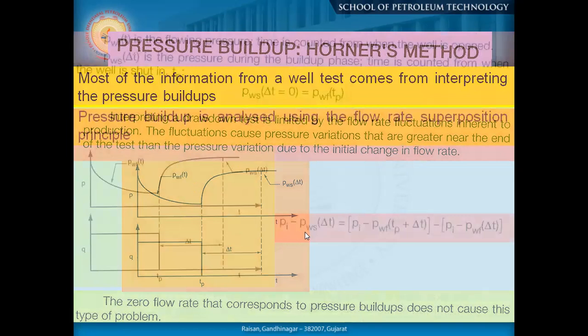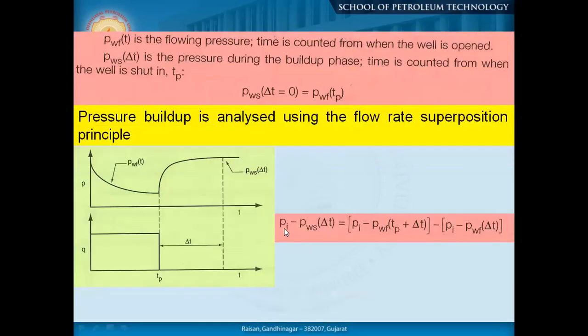So if you go through the equations, you can easily understand Pi minus PWS. That means this is the delta time. The delta time is nothing but the last build-up. Okay, this is the last build-up. But what is P? Here P is the production time, that means the initial production.